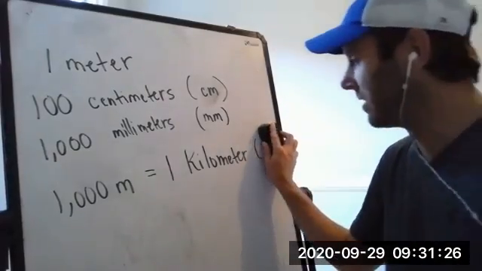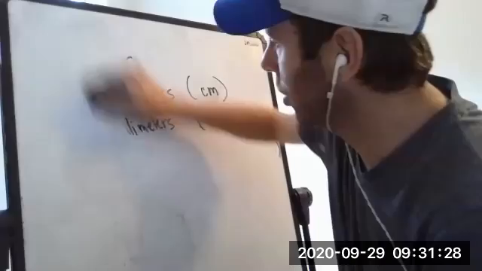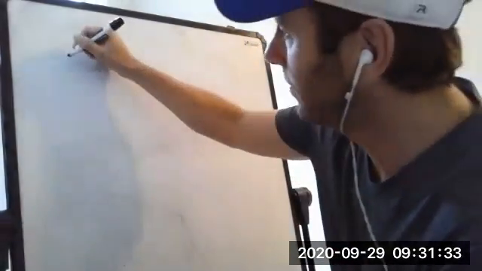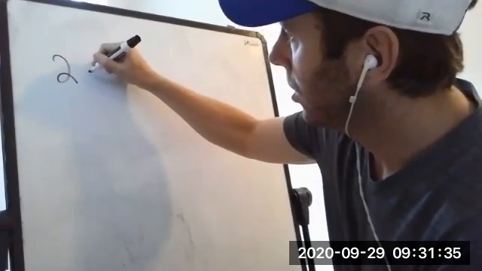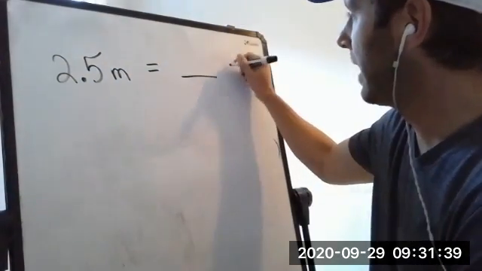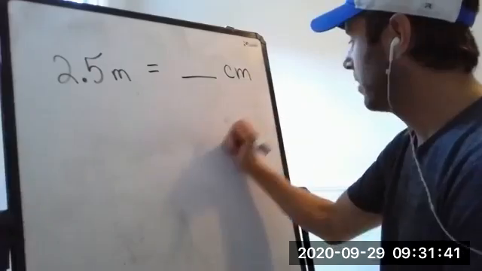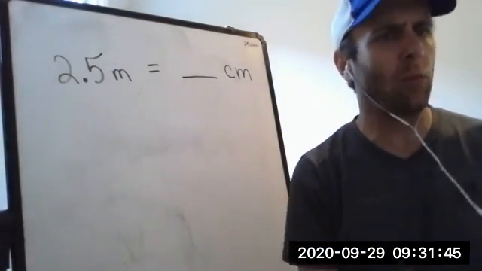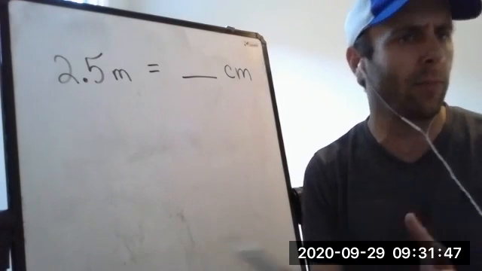So I'm going to erase this for a second, but you're going to use this every single time. All right, so let's say we say to you 2.5 meters equals blank centimeters. Okay, so what you're going to have to do. So you know what? You write this down. We'll do a couple together, and then we're going to give you some on your own to do.